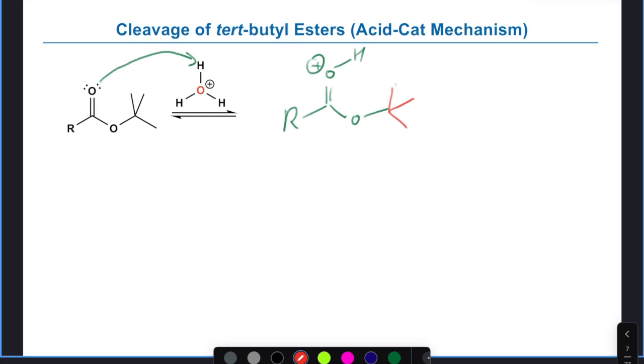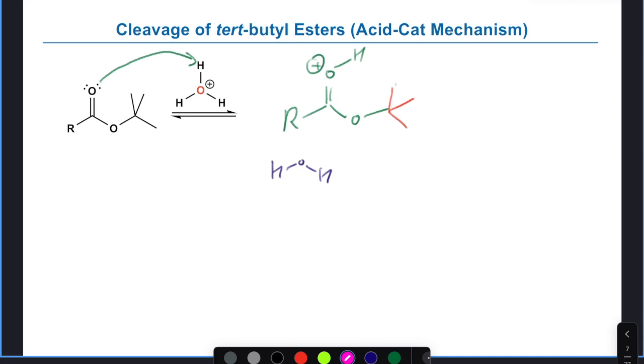The thing that's different here is you can kind of think of it two ways. Yes, I've got water. The normal mechanism would be that water would attack. That's our normal acyl substitution. But if I go that route, I'm coming down, I'm breaking this bond. That's the consequence of the nucleophilic substitution part of it. That's not what's happening here.